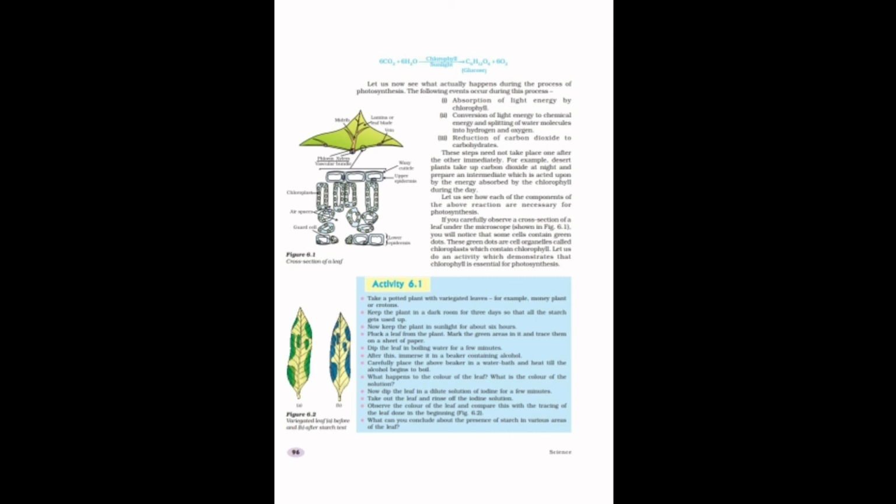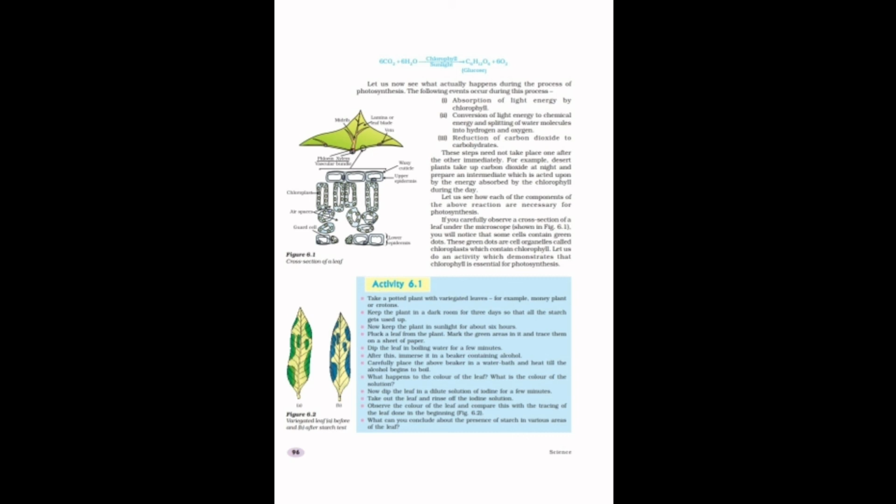For example, desert plants take up carbon dioxide at night and prepare an intermediate which is acted upon by the energy absorbed by the chlorophyll during the day. Let us see how each of the components of the above reaction are necessary for photosynthesis. If you carefully observe a cross section of a leaf under the microscope shown in figure 6.1, you will notice that some cells contain green dots.